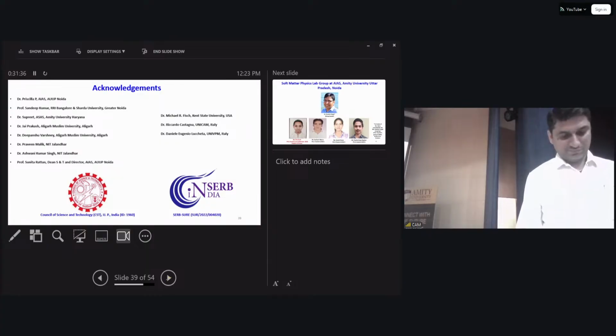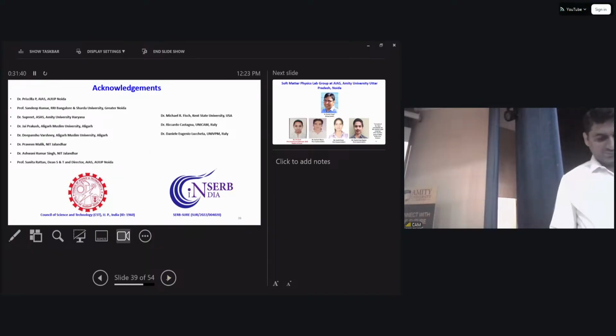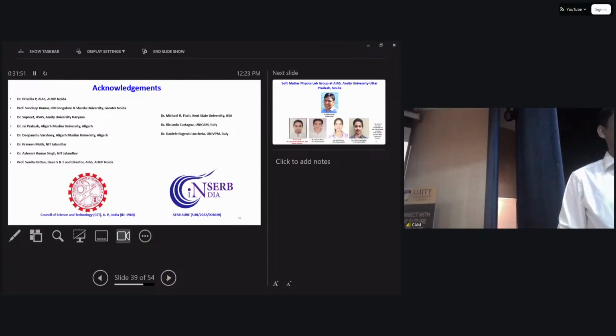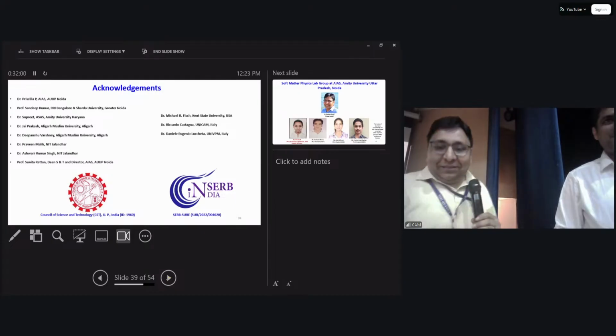And on the right, you can see some people who are international collaborators. Dr. Michael Fish is from Kent State, and the remaining two, Ricardo and Daniel, are from Italy, where I was a long time back. I also acknowledge the funding that we have received from CST UP and SALB Sure. She is the PI sitting over here, and I am the co-PI in the project. We have done a wonderful job. It has already been going on since last year.